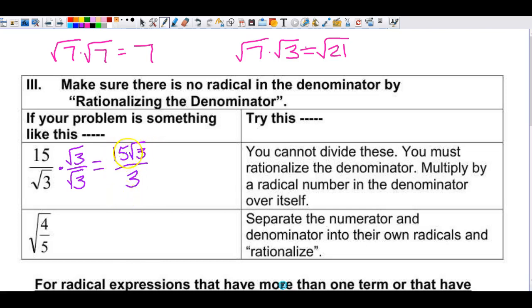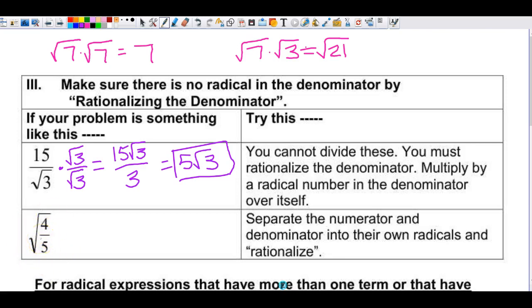But this is like 15x over 3. Think of it as a variable, and I can reduce that. 15 divided by 3 is 5. So this is 5 square root of 3. The simplified version of this is 5 square root of 3. You can have a square root in your answer. You cannot have a square root in the denominator. Period. End of story. Okay, so now here's another one. I've got the square root.